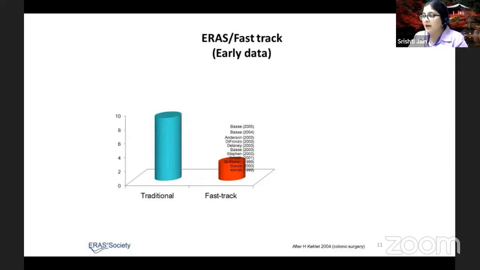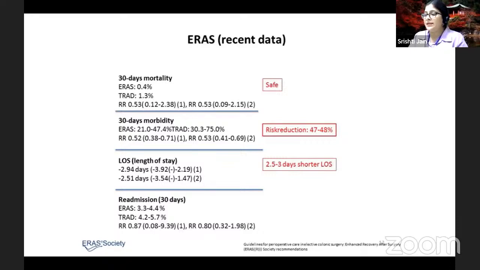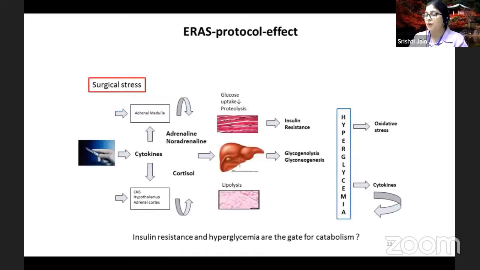But in fast track surgeries, the length of stay had come down to as good as 2 days, which was really impactful. And in the recent ERAS guidelines, what they found was that for 30-day mortality, ERAS was safe, mortality was reduced, morbidity was reduced, risk reduction was 47 to 48%, a shorter length of stay was noticed, and readmissions were fewer in the patients who were treated following the ERAS protocols.